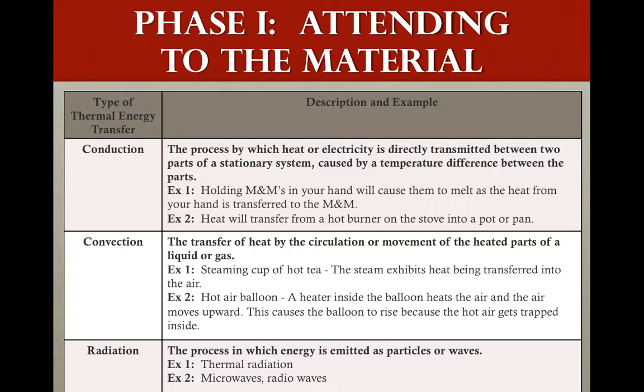So in the first example, which is conduction, it's the process by which heat or electricity is directly transmitted between two parts of a stationary system caused by a temperature difference between the parts. The first example I gave students was holding M&Ms in their hand. This causes them to melt because the heat from your hand is transferred to the M&M. The second example is that heat will transfer from a hot burner on the stove into a pot or pan. So this is a great example to use for students because it's something that everyone does, everyone cooks, so it's something that they can relate to.